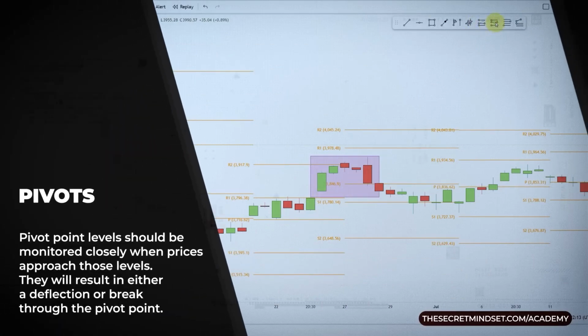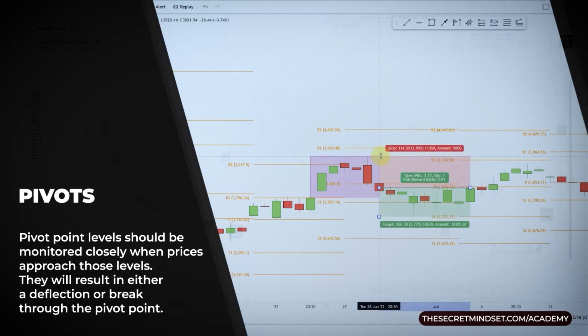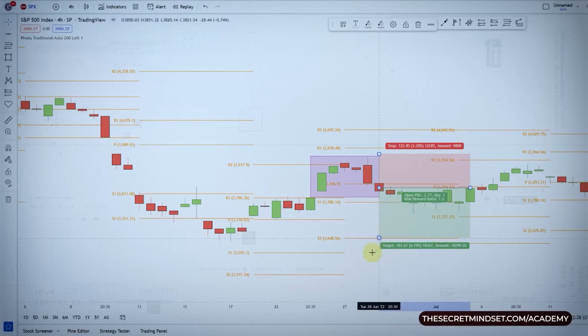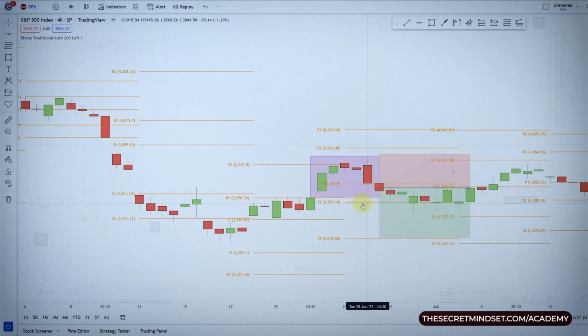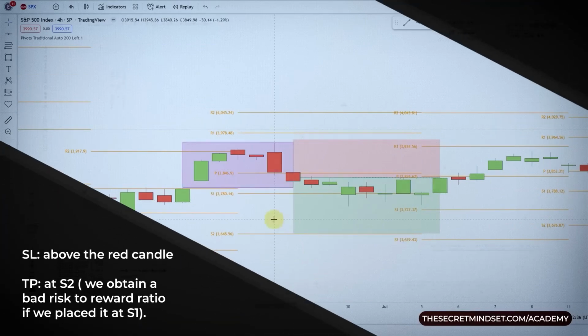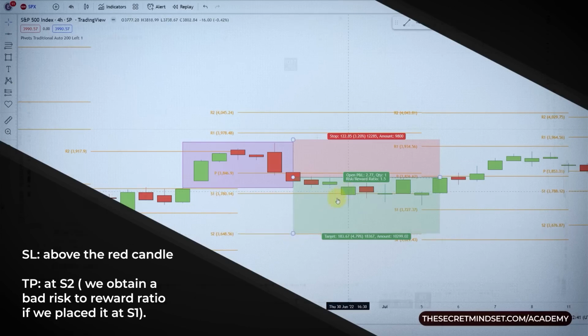Like any other support or resistance area, pivot point levels should be monitored closely when prices approach those levels. They will result in either a deflection or break through the pivot point. In this case, it was a breakout, a continuation in our anticipated direction. Stop loss goes above the red candle, and for take profit, we'll set it at S2, not S1, because if we plan to exit at S1, we would have a bad risk-to-reward ratio.